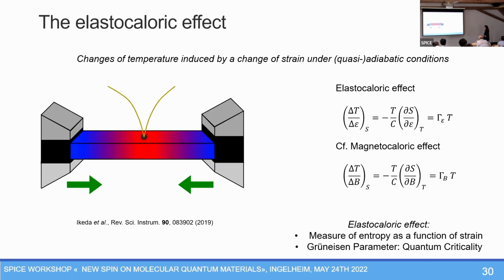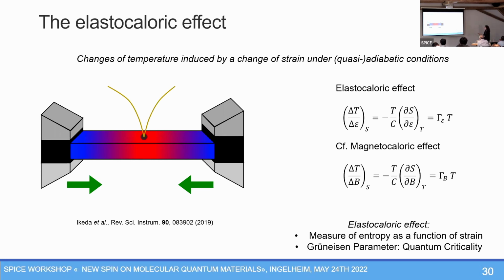And now this brings me to an introduction of the elastocaloric effect. I know Jörg introduced that this morning as well, but I will try to give the experimentalist perspective on the elastocaloric effect. So again, if you apply strain and you do that adiabatically, this must result in a change of temperature. And this quantity, the change of temperature divided by the change of strain, is what we call the elastocaloric effect. And from a thermodynamic point of view, this is related to more or less the temperature divided by the specific heat times the change of entropy with strain.